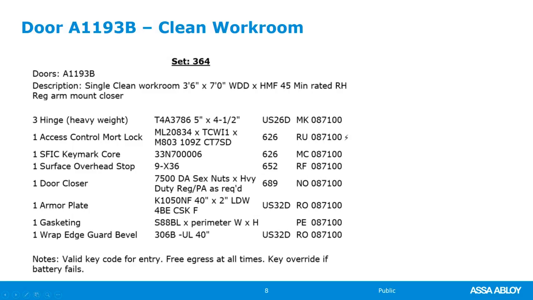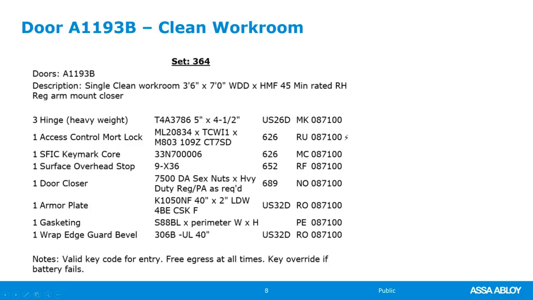So this information that I have: single clean workroom, 3'6" by 7 foot, wood door by hollow metal door or hollow metal frame, 45-minute rated. This information normally comes from the door schedule. The only reason that I have it here is for instructional purposes only. You're typically not going to see this in a specification set. We'll take a look at all of these hardware items one by one.